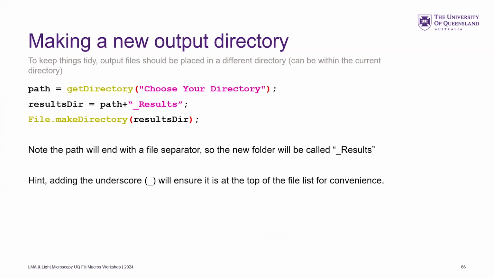There have been so many times I've had a folder of like 1,000 images, scrolling all the way to the bottom just to get the results directory, which is kind of annoying. Underscore, it goes to the top. And so we use this command, File.makeDirectory, and that will make a folder according to the operating system at that location.